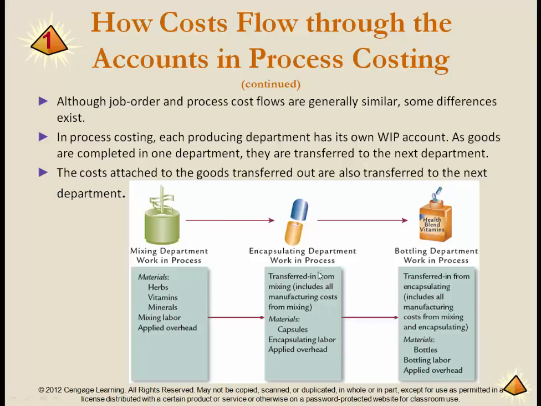So here's how the flow works. Same kind of deal. This is the same pictorial that we saw earlier. You have materials that you put in the mixing department and you apply some overhead. So in this particular process cost, you're actually going to have three work in process accounts. You're going to have the mixing department, the encapsulating department, and the bottling department. And the final place is when they put it in the box, it's going to go to finished goods.